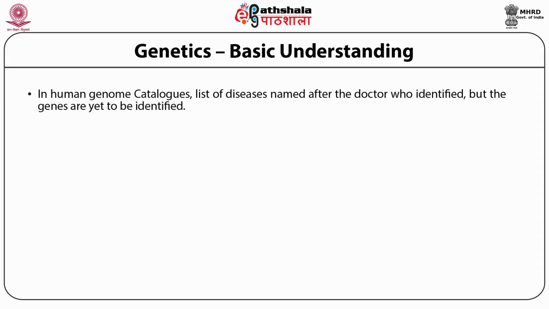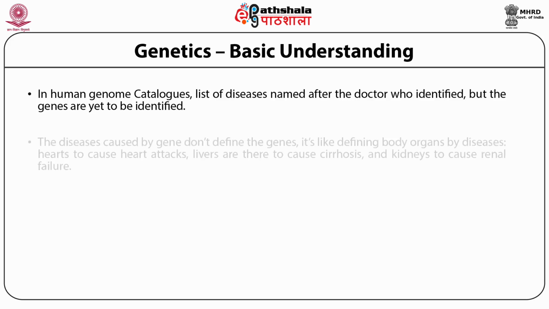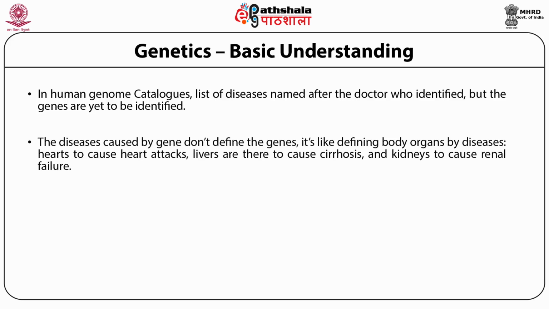In human genome catalogs, there is a list of diseases named after the doctor who identified them, but the genes are yet to be identified. The diseases caused by a gene do not define the genes. It is like defining body organs by diseases: the heart to cause heart attacks, cirrhosis caused by the liver, and kidneys to cause renal failure. But the cataloging is done in a similar fashion, which may be misleading.